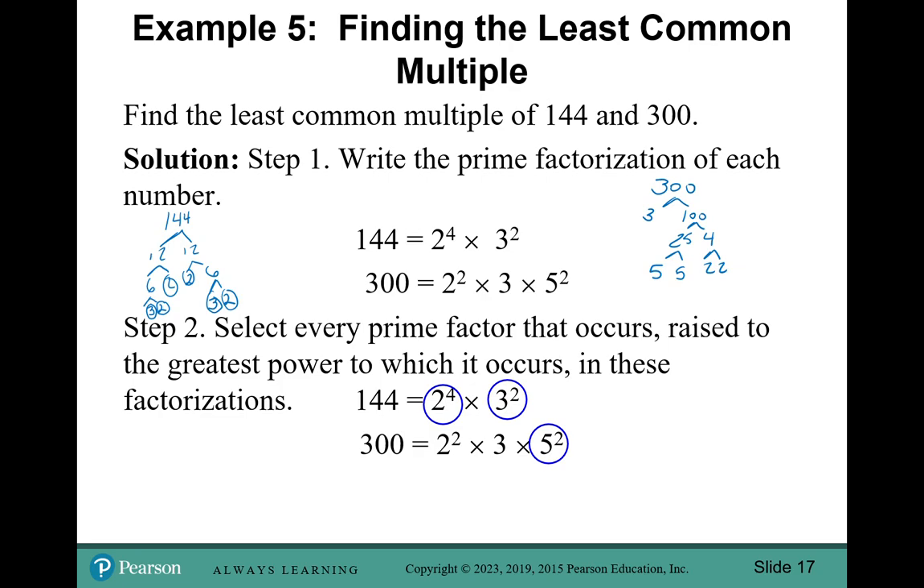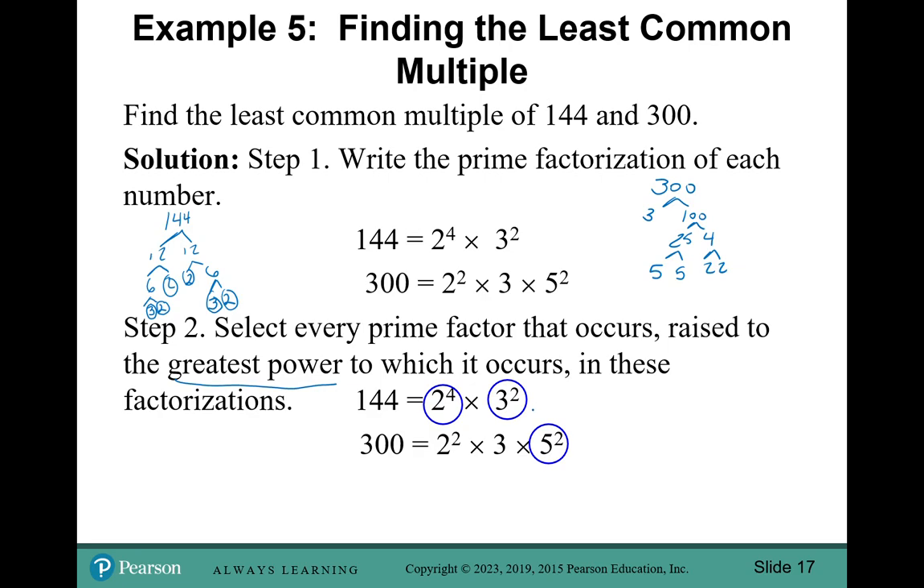Now, step 2, we need to select every prime factor that occurs raised to the greatest power to which it occurs in these factorizations. So if we look at 144 and 300, they both have 2's in them, but we need to select the one with the greatest power. That's the 2 to the 4th. They both have 3's in common, and we need to choose the one with the greatest exponent here.